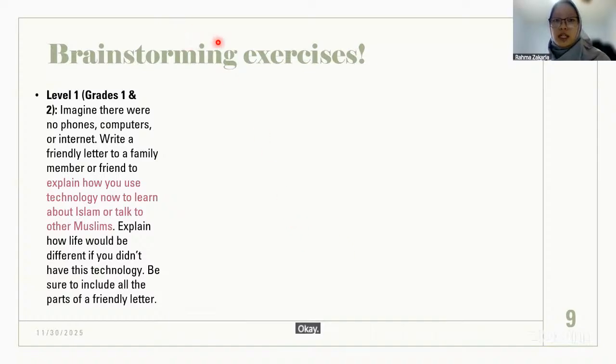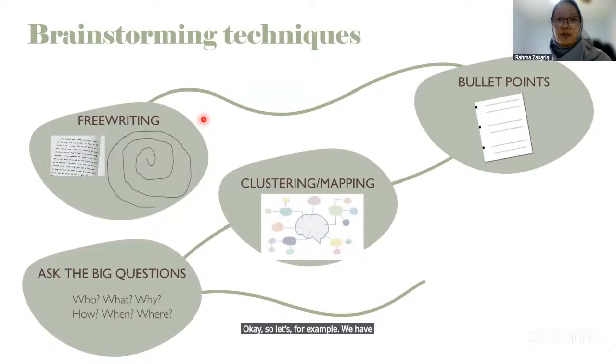Okay, so let's, for example, we have these 4 different examples of brainstorming techniques.